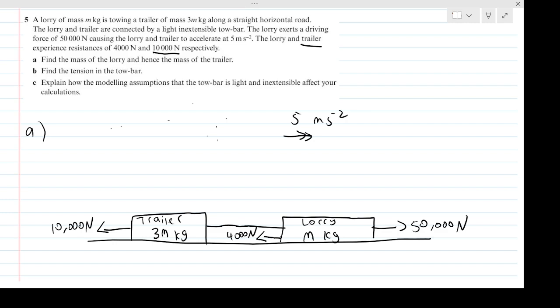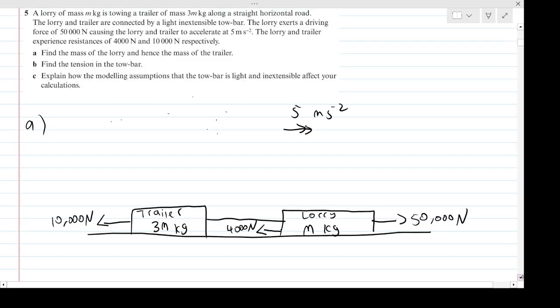Okay, so hopefully that's all we're given. Hopefully you are comfortable having got to that diagram. It's going to be the same sort of diagram every single time. Now, the actual mechanics bit then, we need to find the mass of the lorry and hence the mass of the trailer. So we need to find what M is essentially. Okay, so that's all the information. How do we begin to work this out?